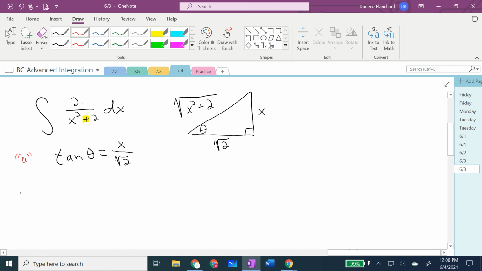When we have u, we need du. So we take the derivative of tangent, and derivative of tangent is secant squared. And take the derivative and multiply by differential dx.